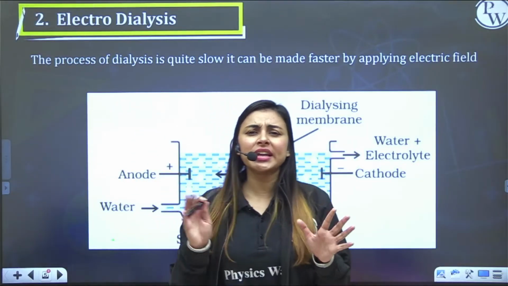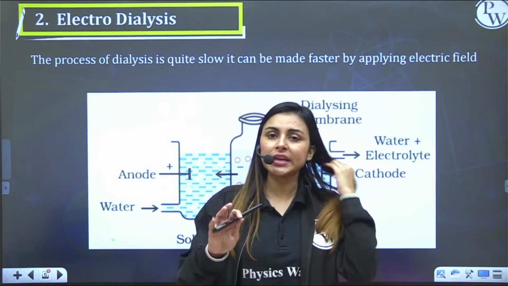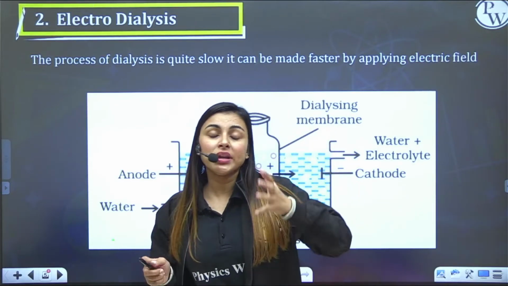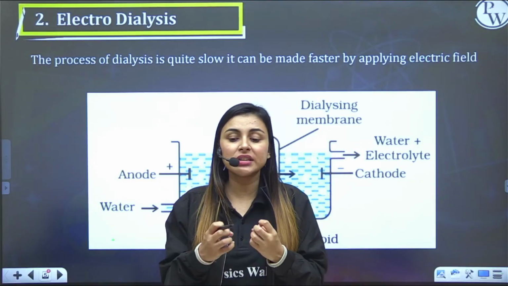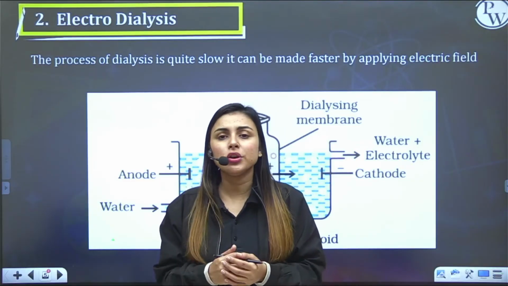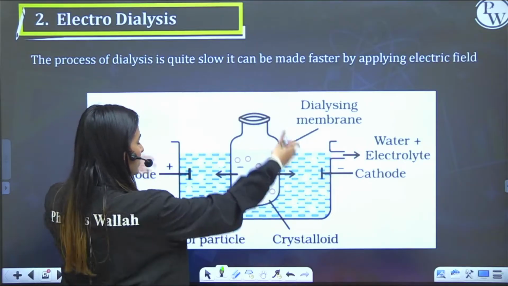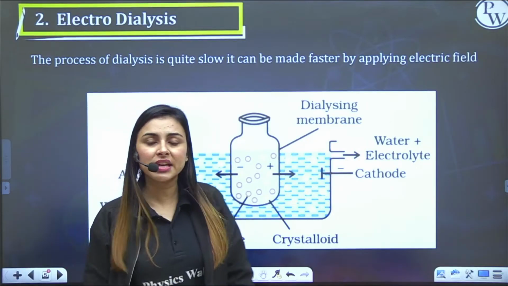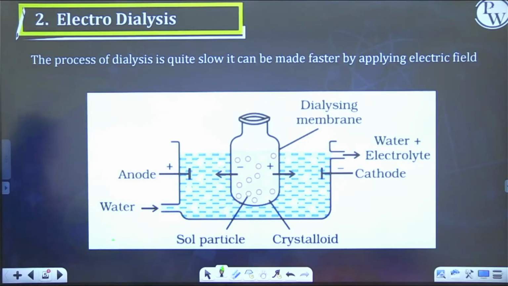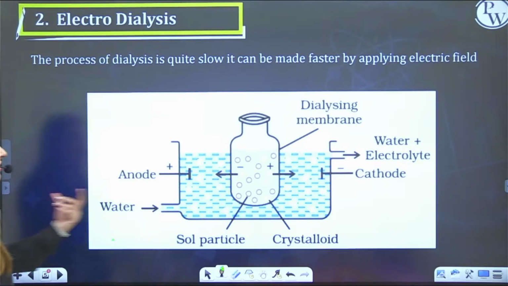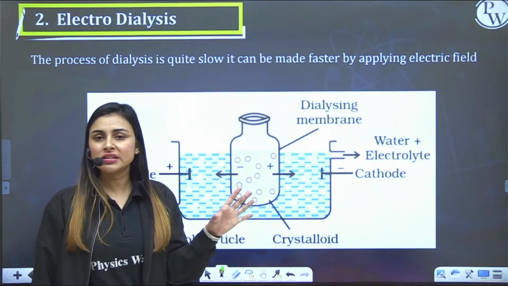It is not very different. If you want to increase the speed of this dialysis process, what will you do? Just apply two electrodes, one positive and one negative, that is cathode and anode, and the process will be faster. The process is exactly the same.